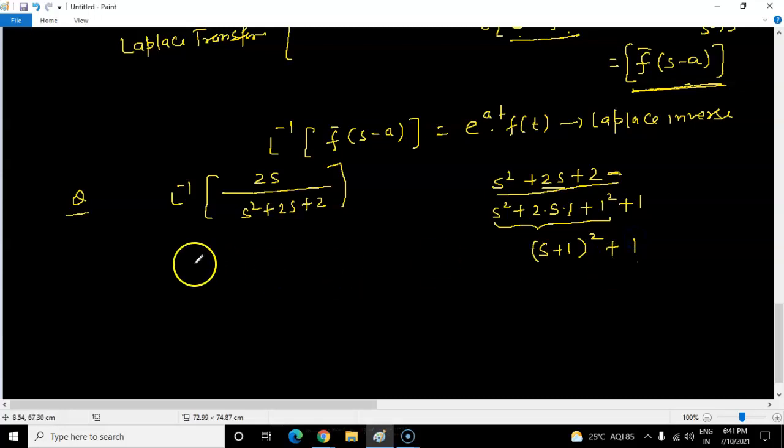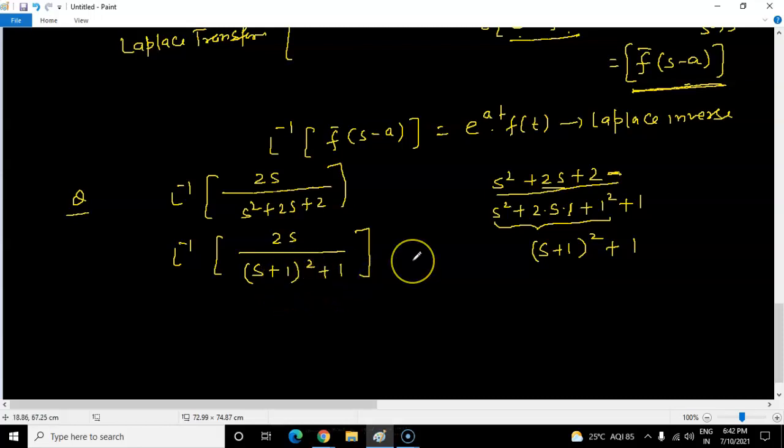So we got Laplace inverse of 2s divided by the denominator, s plus 1 whole square plus 1. If you expand it, you will get the same thing only, so nothing changes here. I just wrote it in the form of that factorization. Now you can see here, this is something where a replacement is given. s replaced with s minus 1, they did. So that's why a displacement happened here.